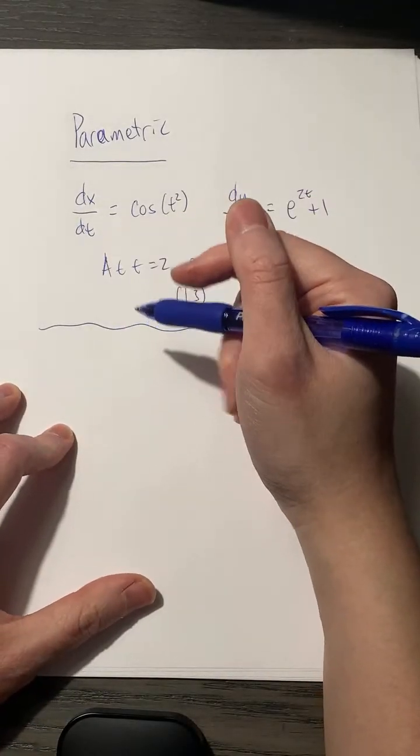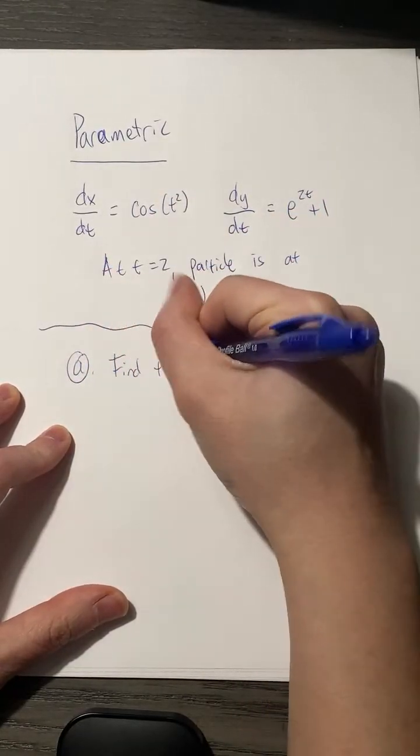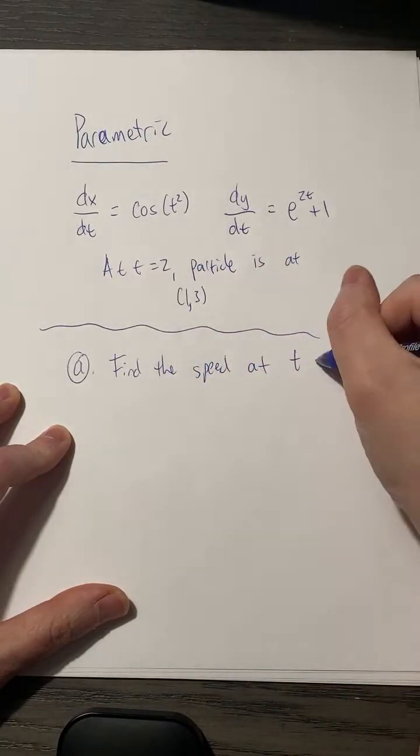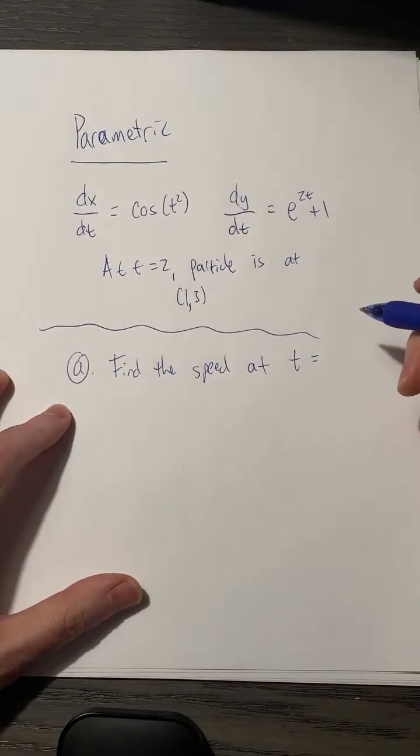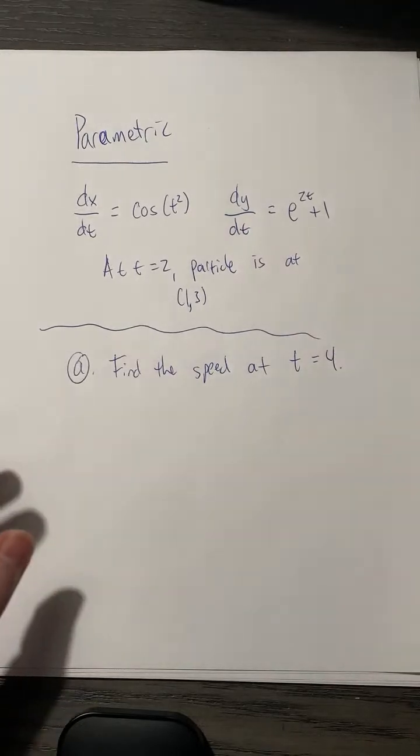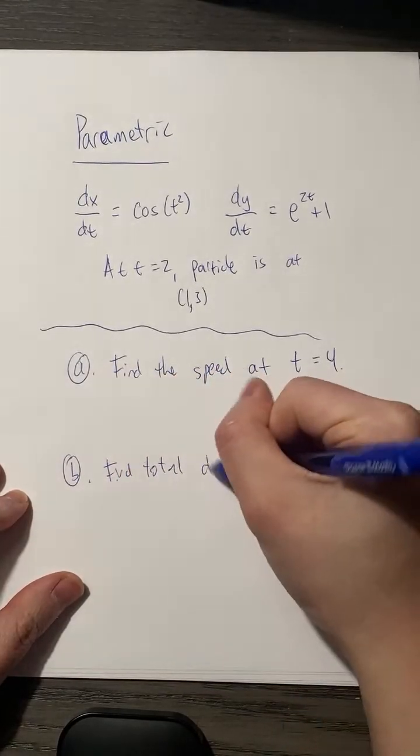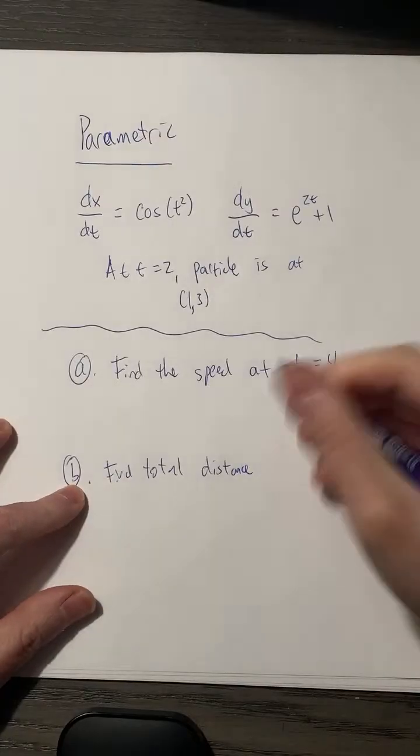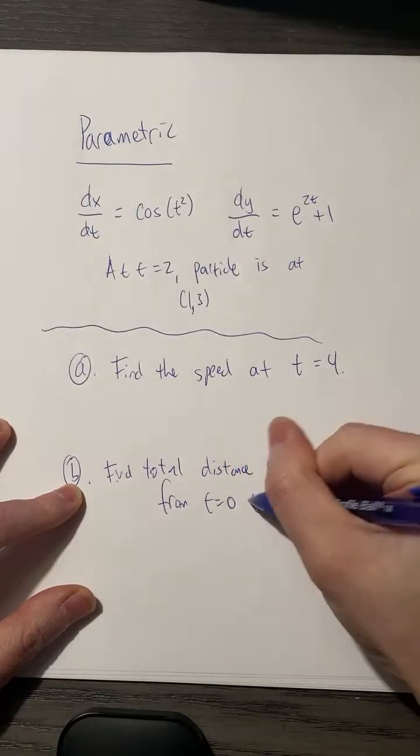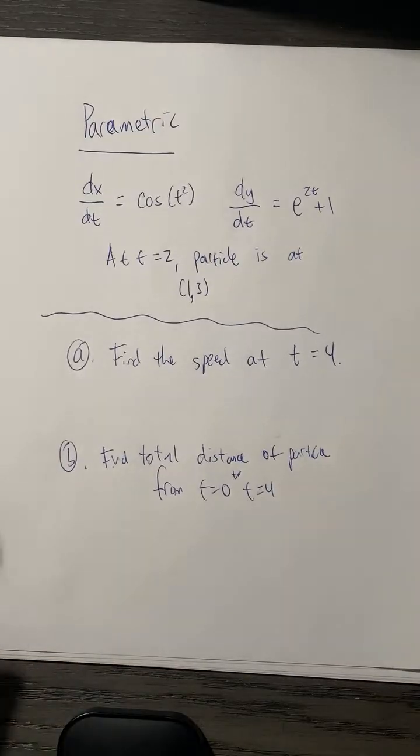So the first question is find the speed at t equals 4. Maybe I'll type some things in a calculator, I'm not sure. So speed, and then we might as well do total distance right after this, because these are just two formulas of the particle from t equals 0 to t equals 4. If you don't know the formulas, it's hard to come up with them.